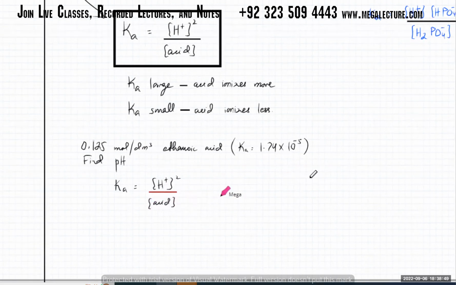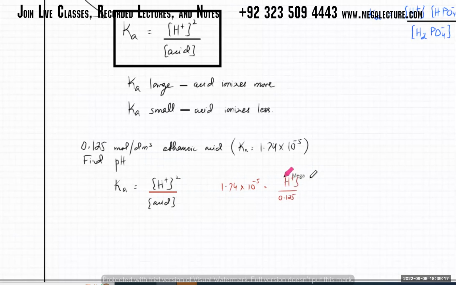So simply use the formula, just put values into this formula and that's about it. Okay, so it's pretty simple. What's the K? It's 1.74 times 10 power minus 5. What's the other thing? Acid concentration is given, that's 0.125 mole per dm cube, and you just have to find H plus 1.